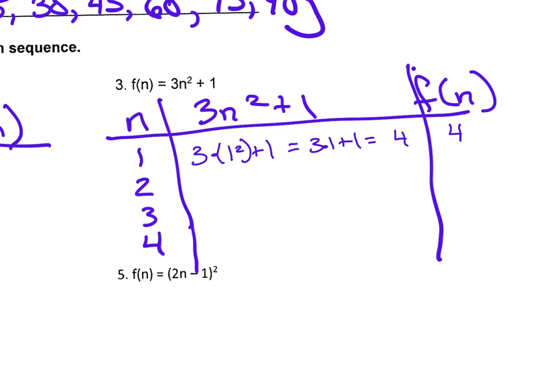Got it? Do we have to write the second part, like the equals? No, I'm just doing it to show you. But I want you to at least write this first part, okay? So 3 times n squared plus 1 again. What is my n? 2. 2 squared, so if I were to write that, that's going to be 3 times 4 plus 1, which equals 13. When n is 2, f of n is 13.